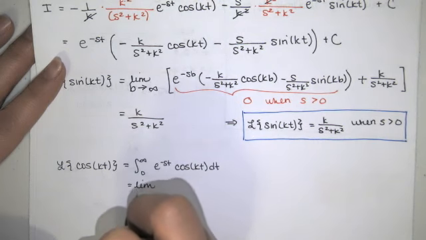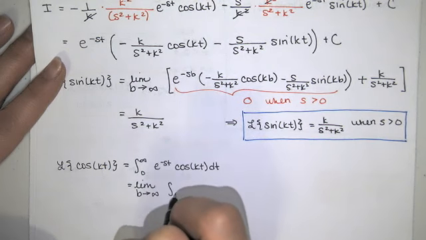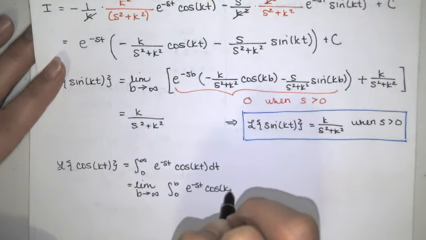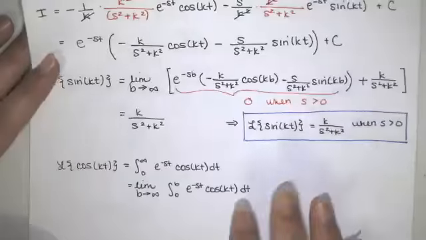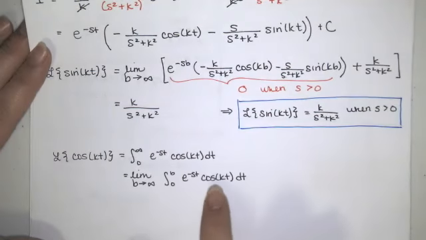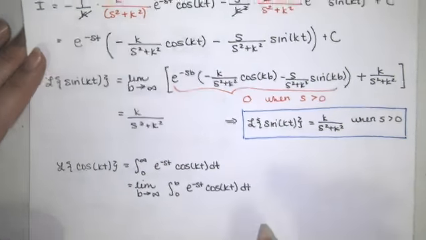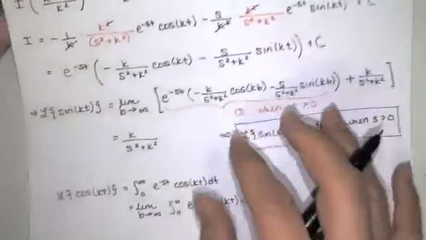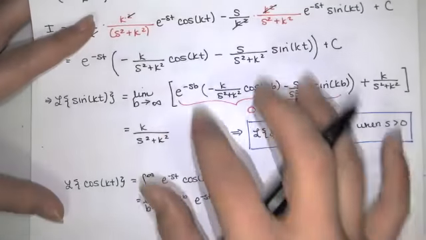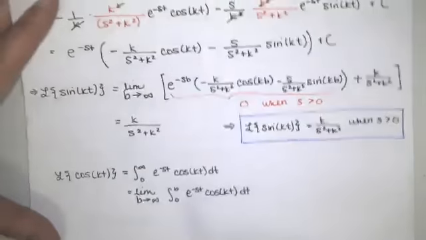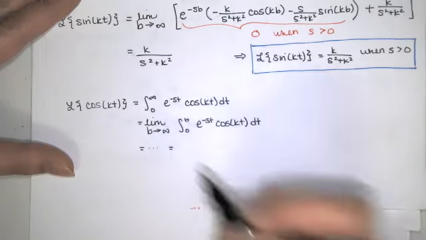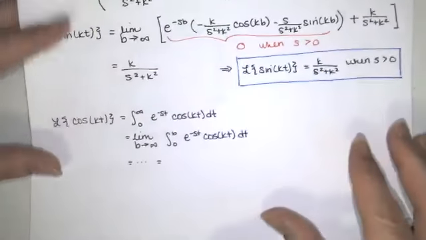So that requires writing it as the limit of a proper integral, and then evaluating this integral using the method that we just used for e to the negative st times sine of kt. So you'll see the integral on both sides, you'll add that to one side, you'll get the integral by itself, and then you'll have the antiderivative, and then you'll plug in b and plug in 0 and subtract. After you do all of that, I'm not going to do that this time, but you can do that if you want to. It's very similar to what we just did.